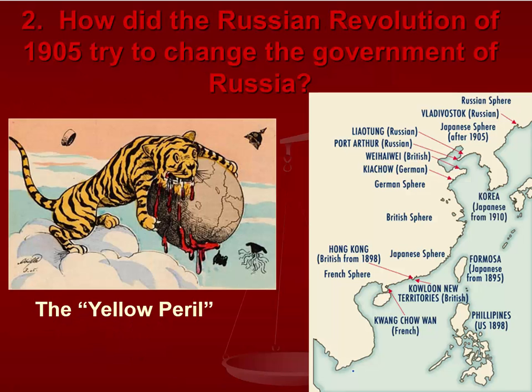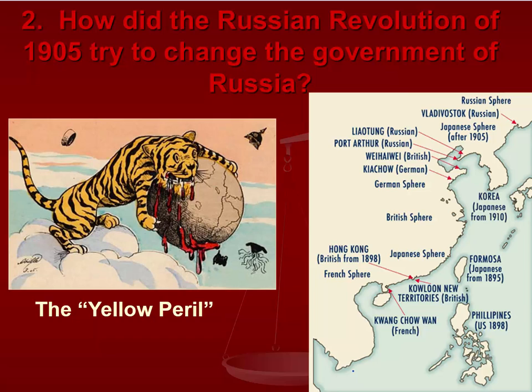So the second question: how did the Russian Revolution of 1905 change the government of Russia? This is the question that I'm going to finish with on this slide, and then we'll go over the rest of this in class. So again, we're still giving you some of the background.